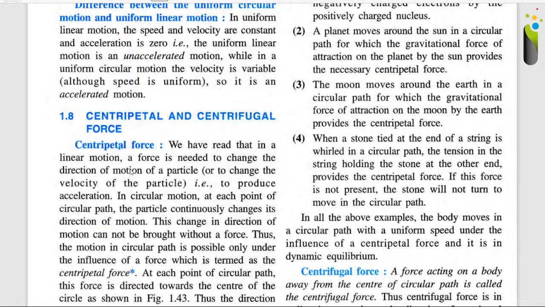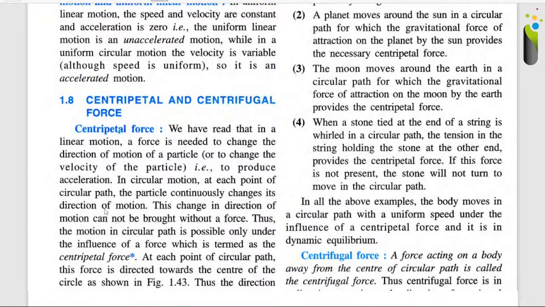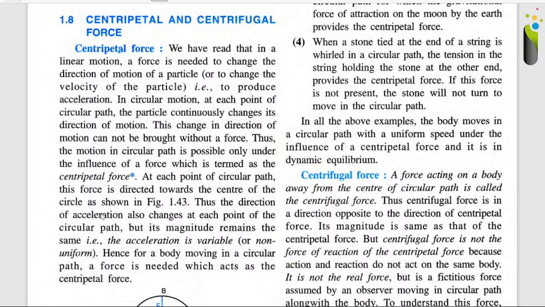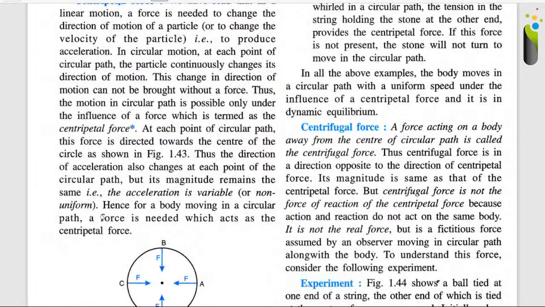Fourth, when a stone tied at the end of a string is whirled in a circular path, the tension in the string holding the stone at the other end provides the centripetal force. If this force is not present, the stone will not turn to move in the circular path. In all the above examples, the body moves in circular path with a uniform speed under the influence of a centripetal force, and it is in dynamic equilibrium.